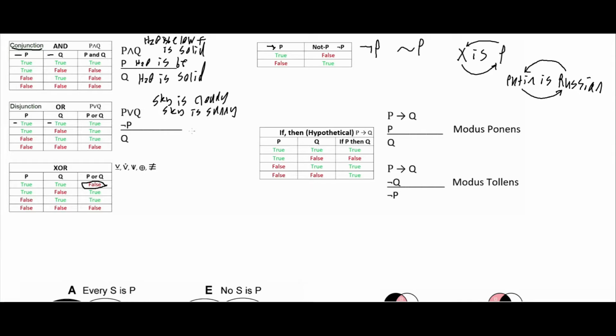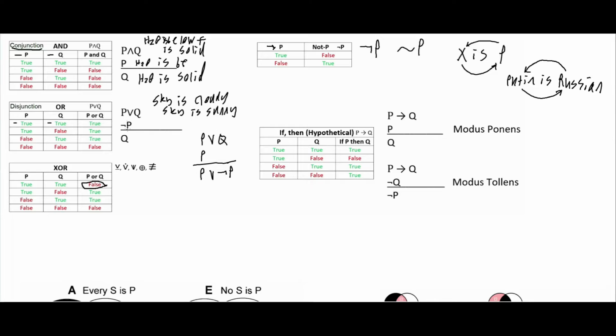This doesn't work if you just accept the P here, because then Q could be either Q or not Q. So we could have P or Q, and then we have P, and we would have to say Q or not Q, because you can't say one way or the other if all we are doing is affirming this P here.